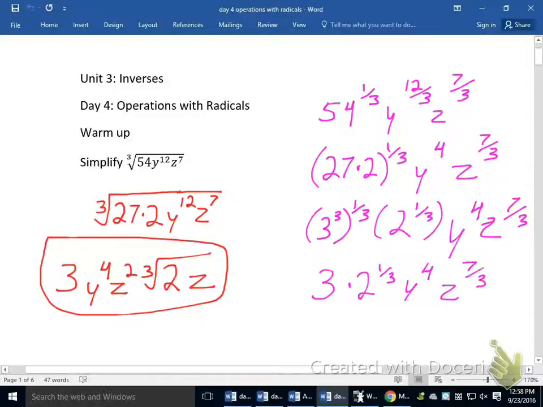Now, if you were to convert it back into radical form, 3 and y to the 4th would be outside. For the z, you would need to consider what the mixed number is of 7/3, which is 2 and 1/3. So z to the second outside, and the 1/3 means that it's going to have a z to the first inside, also with that 2 that was to the 1/3.